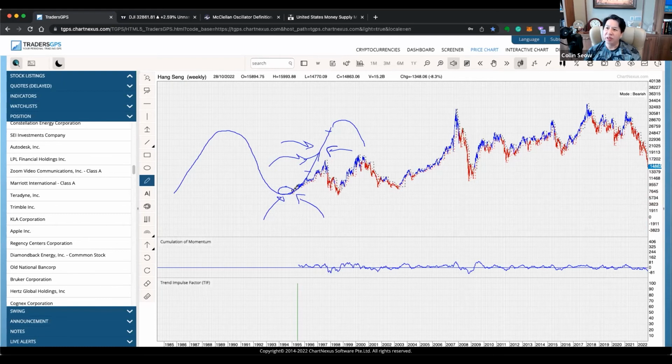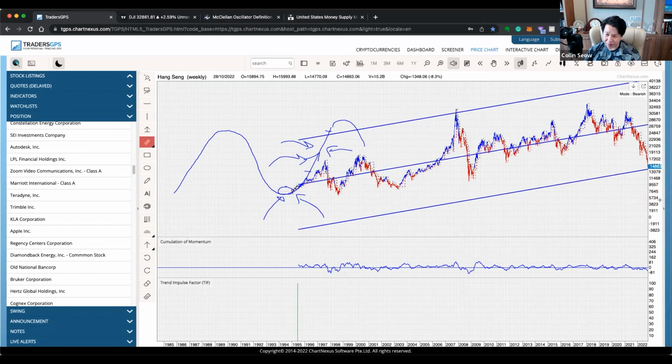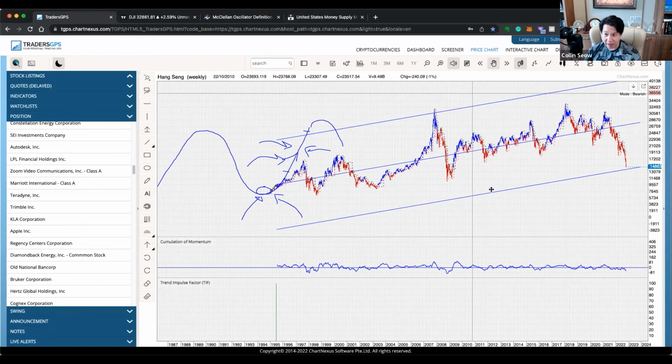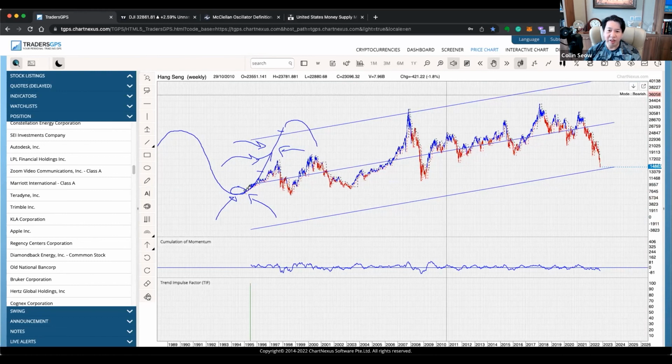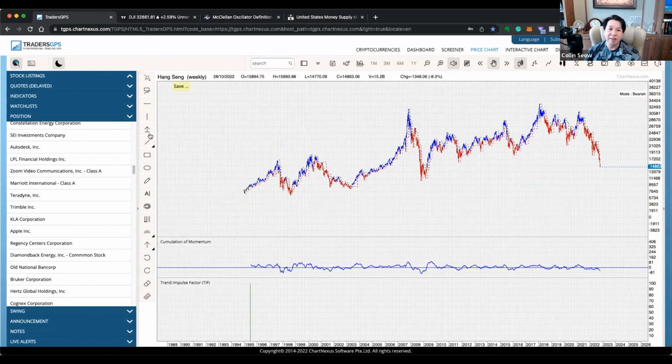Okay, so if you look at the market right now, it's extreme. I think it's even worse than the global financial crisis for Hong Kong. Okay, this is a linear regression. Okay, but if you just draw a trend line, right?